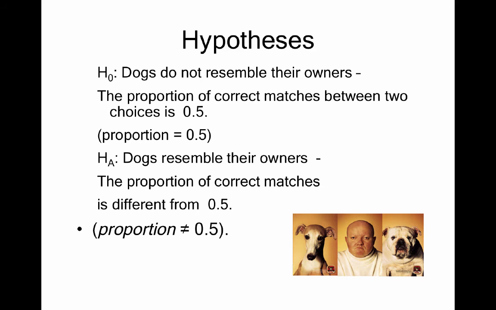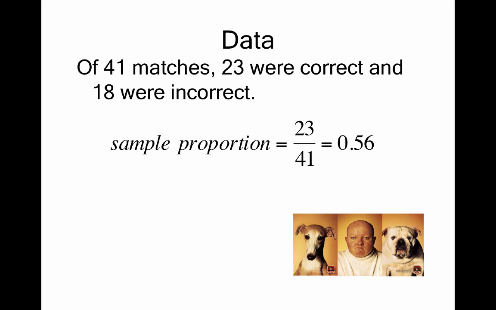Okay, so if dogs don't resemble their owners, the proportion of correct matches should be 0.5. There should be as many incorrect as correct matches. If dogs do resemble their owners, our HA is dogs resemble their owners, and then the proportion of correct matches would be different to 0.5. Okay, so you can see we've set this up in a very similar way to the way we set up the wrestling bout investigation. So we had our 41 matched pairs, and of these 23 were correctly matched by study participants and 18 were incorrectly matched. So our sample proportion, 23 divided by 41, is 0.56.